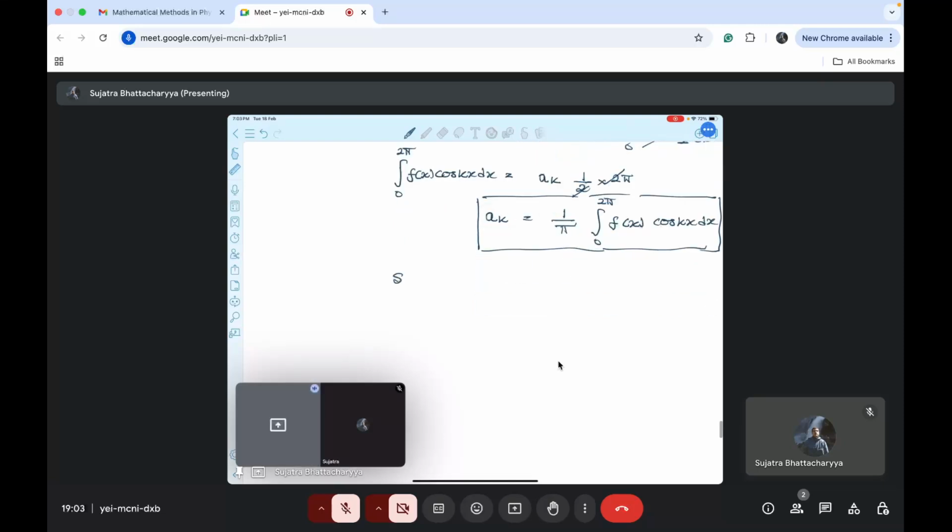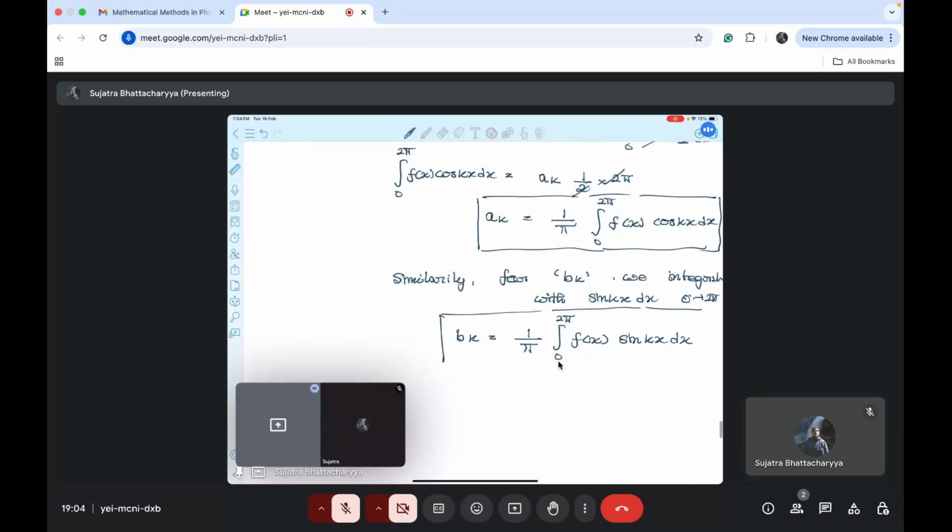Similarly, I am not doing it for b_k. We integrate with sin kx from 0 to 2 pi. So finally, the expression of b_k will be the same, 1 by pi times the integral from 0 to 2 pi of f(x) sin kx dx.